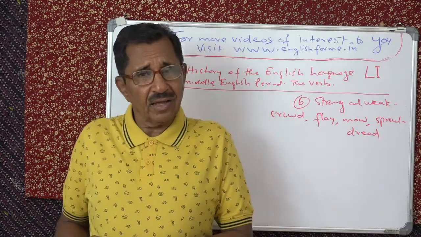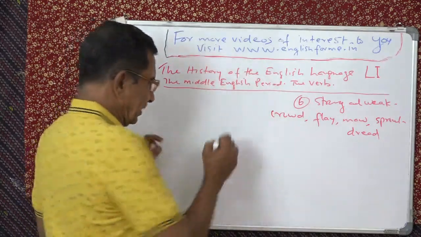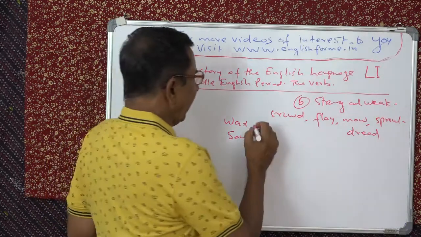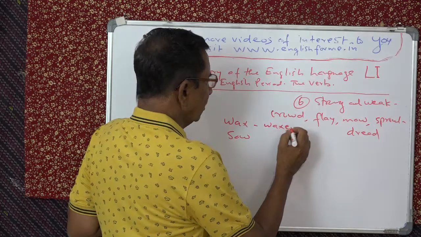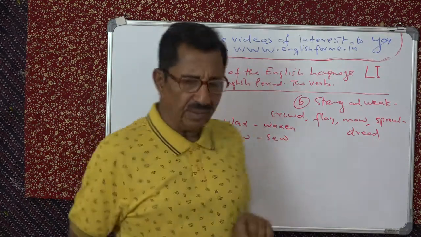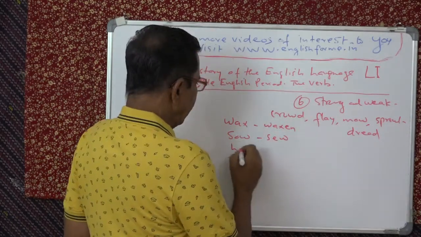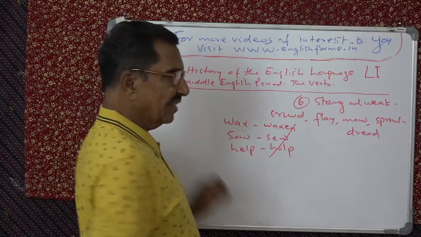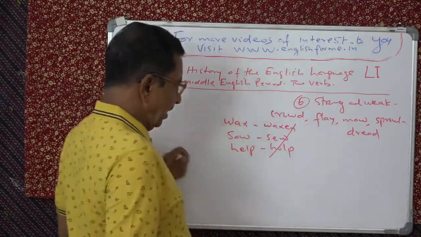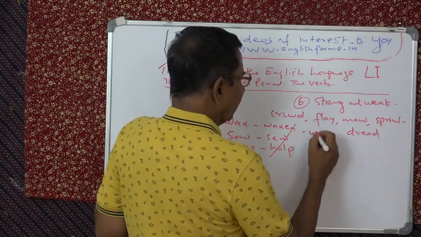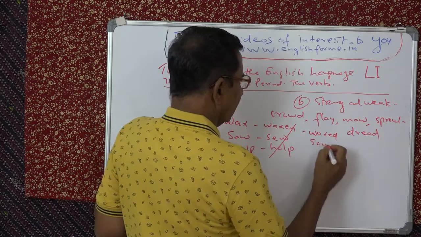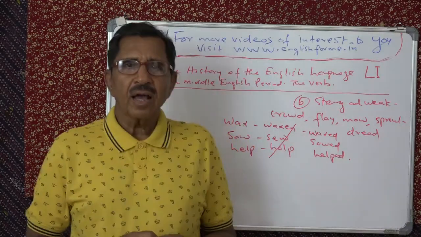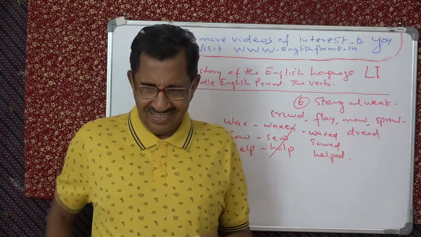Still there were some strong verbs. So there are wax, sow, for example, and the past tenses were waxen, sown. Help, it was holp. And now these forms disappeared, they became weak verbs: waxed, sowed, and helped. So, a reduction in the number of strong verbs. Understand? Yes.